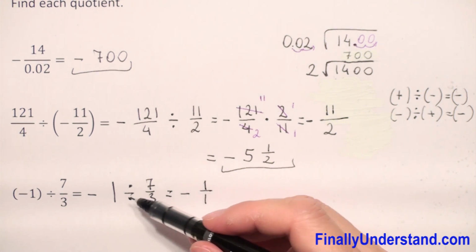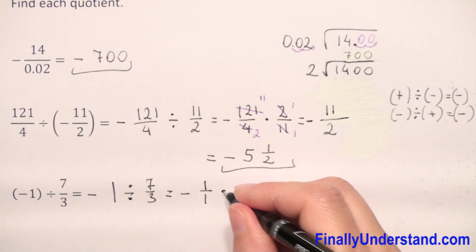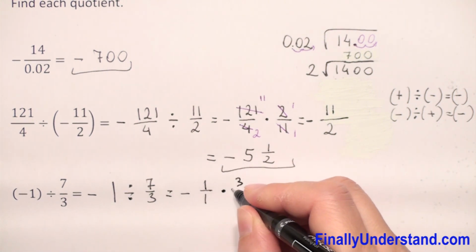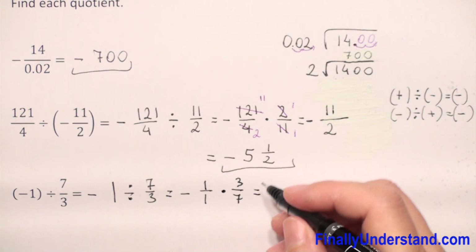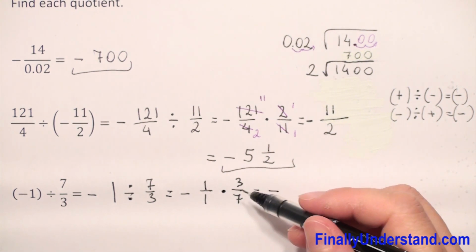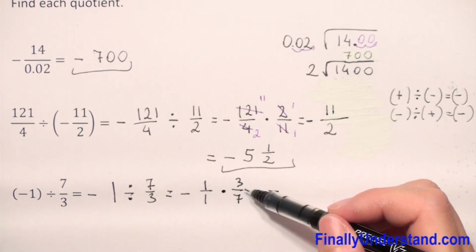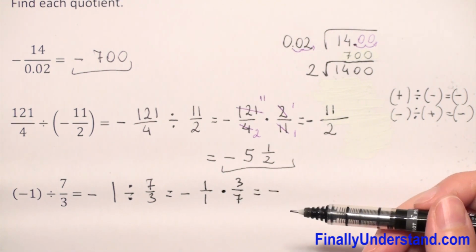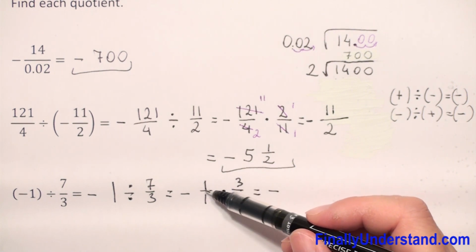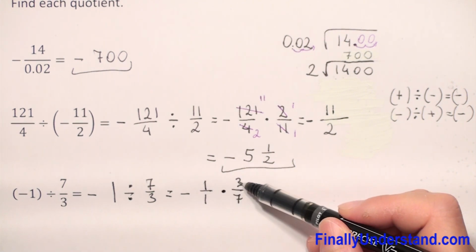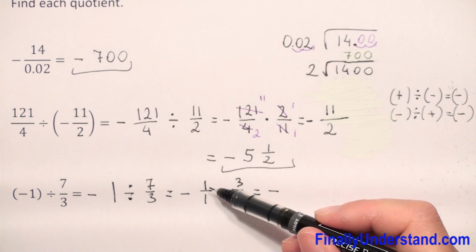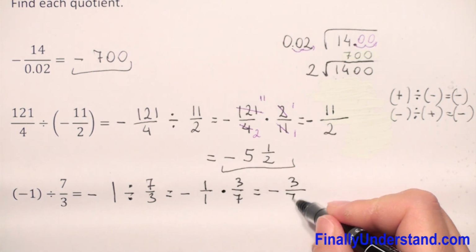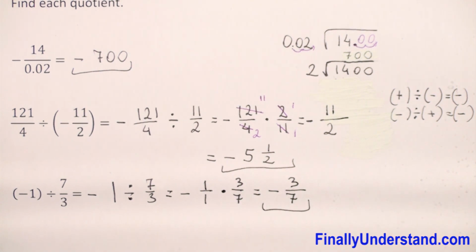And what next? Division sign we change to multiplication. And we flip the second fraction. So it will be now 3 over 7. First we copy the negative sign. Next, we always check if we can reduce something. 3 and 7, we cannot do anything, so we just multiply these two fractions. So numerator times numerator, denominator times denominator. 1 times 3 is 3, over 1 times 7 is 7. This is my solution.